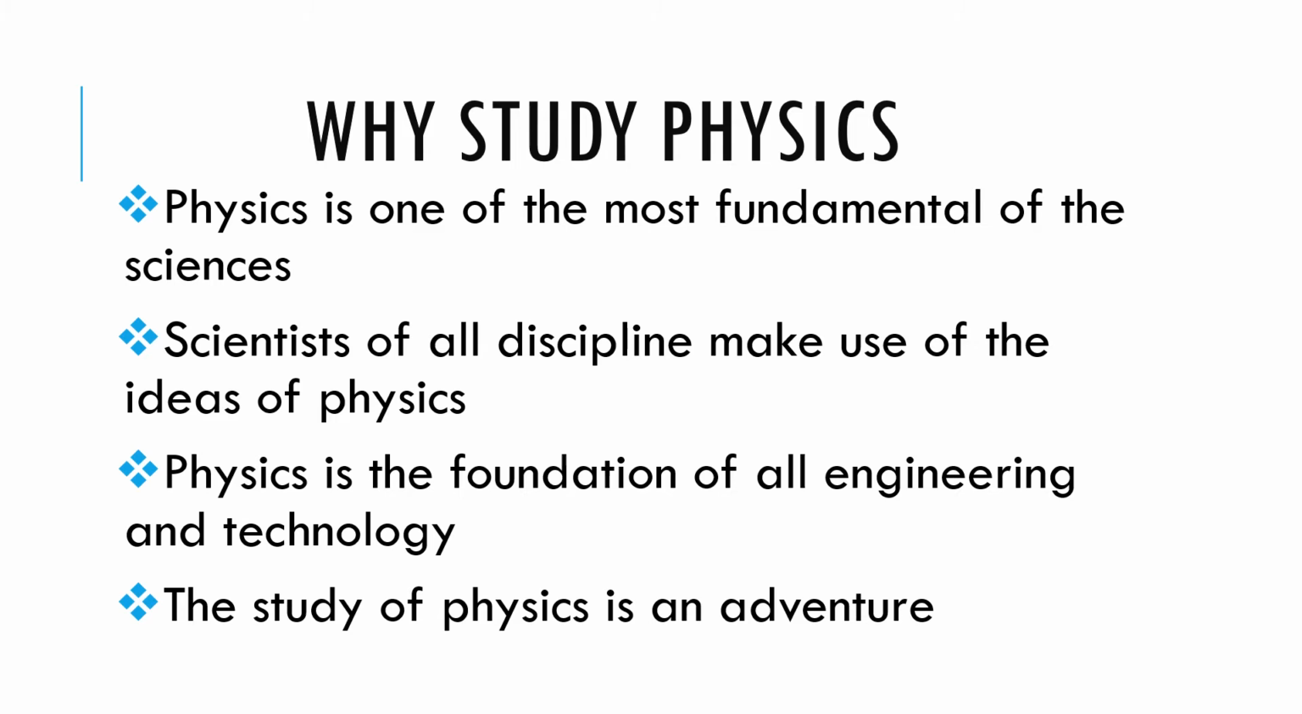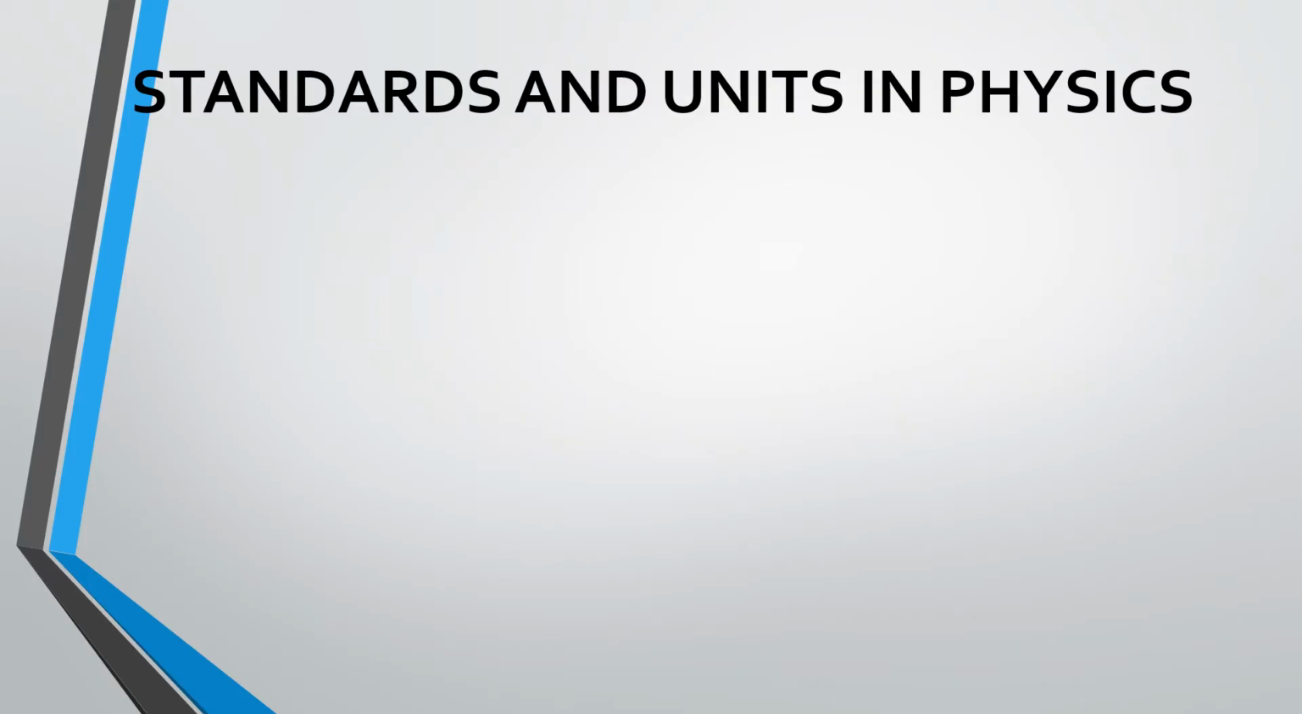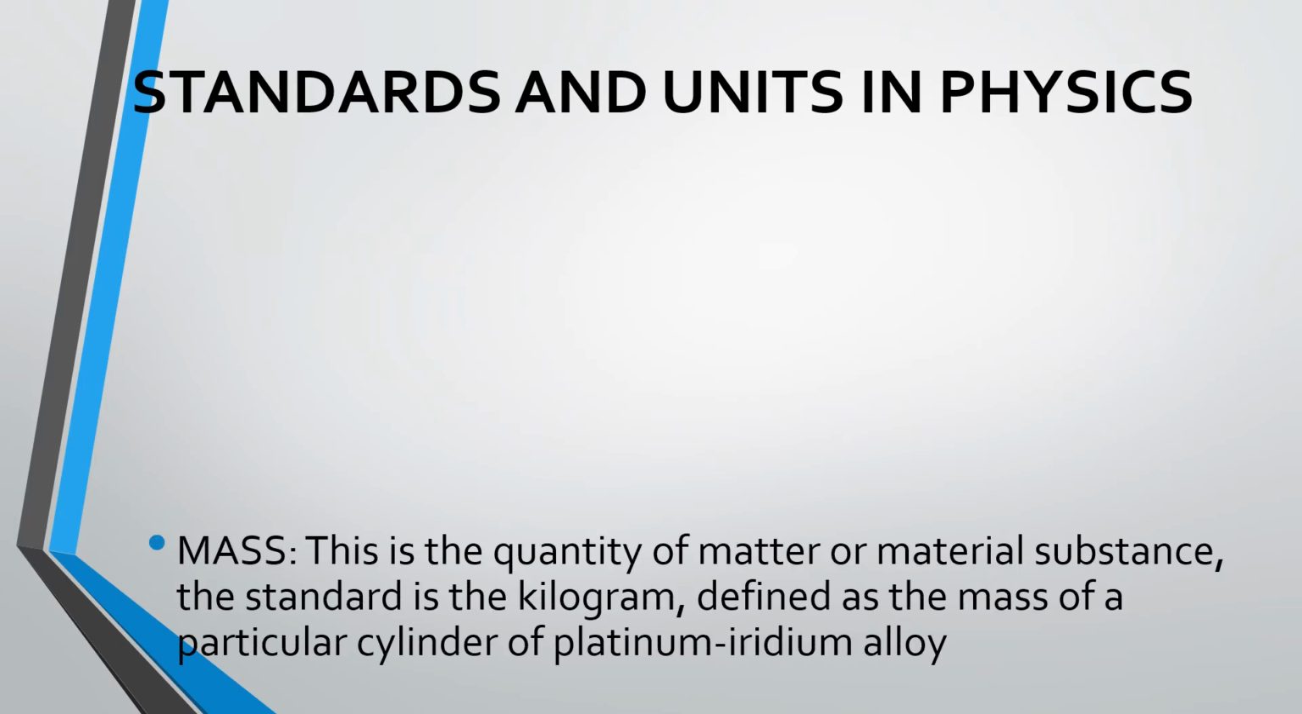So I'll proceed to the next, which is what are some of the units, the standards that we have in physics. The standards in physics, right? So number one, I'm going to start by talking about the mass, right? So the mass is the quantity of matter or material substance, and the standard of mass is the kilogram. There are other units of measurement, all right, like the gram, like the ton, like the pound, but the standard for measuring mass is the kilogram.